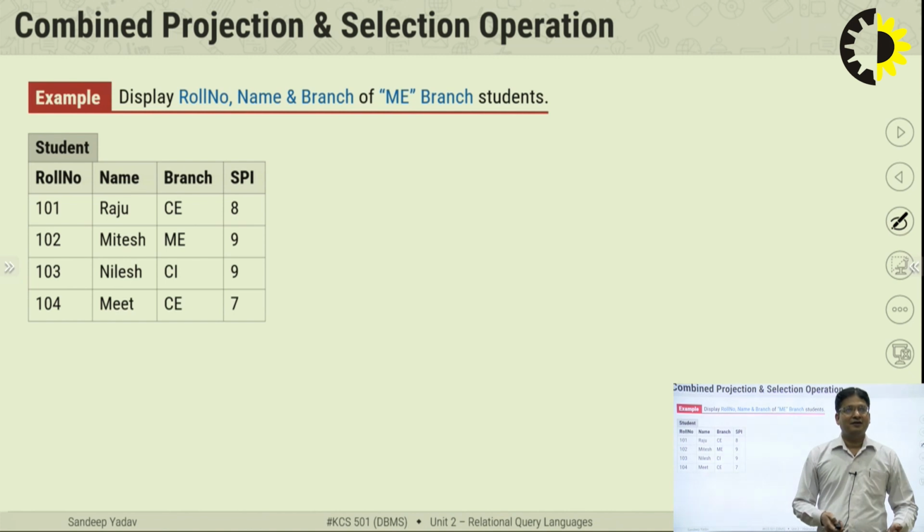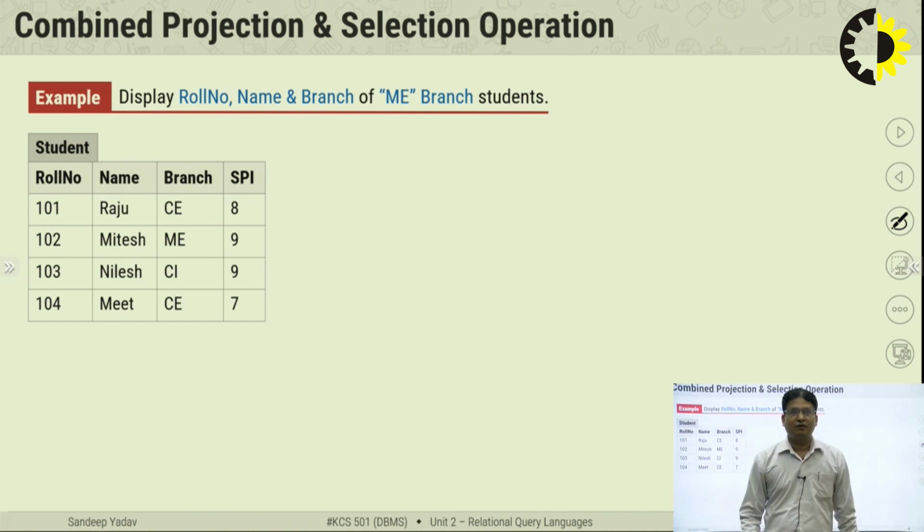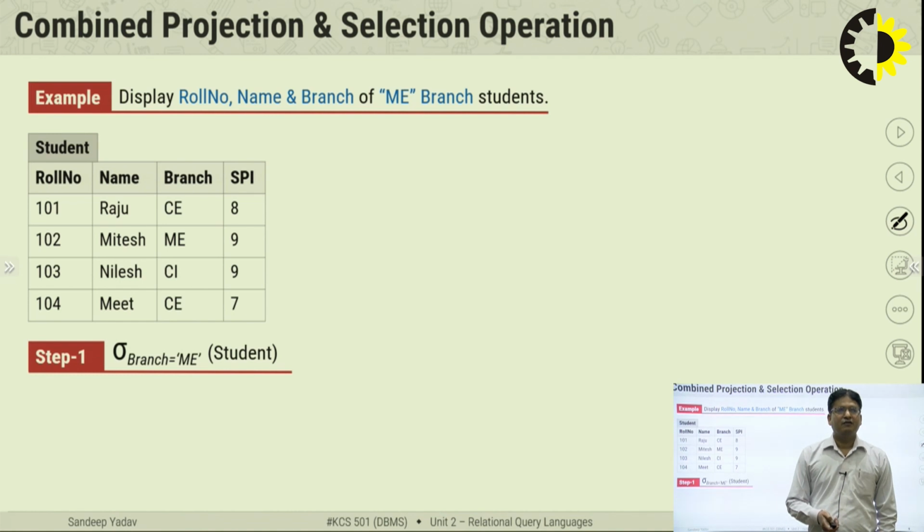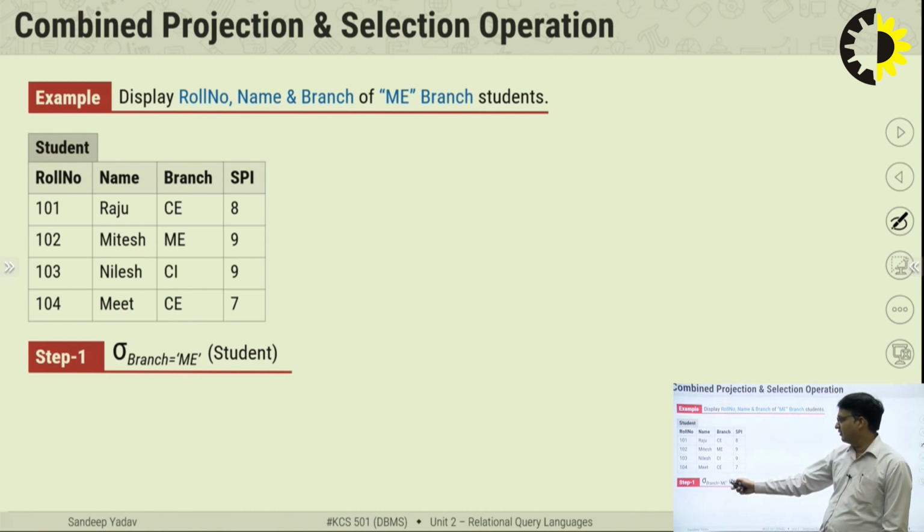Now this is the query: display roll number, name and branch of mechanical branch students. So the condition is the student must belong to the branch mechanical. That will be specified using the select operation, and roll number is an attribute, name is an attribute and branch. These will be specified using projection. So we have to make use of both projection as well as the selection operation, and we will write the query as follows. Step number 1, we have to specify the branch. To specify the branch, we are making use of the select operation, branch name equal to mechanical.